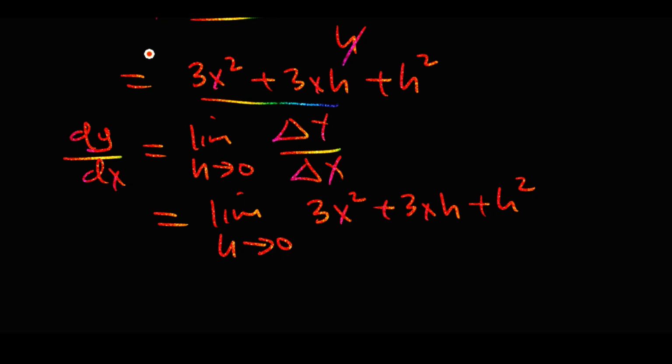Amongst the 3 terms that we have in the gradient function, only the first one has no h. All the ones with h will become 0 because the small change h will tend to 0 as a approaches b. So our dy/dx therefore is just this term with no h, that is 3x squared.